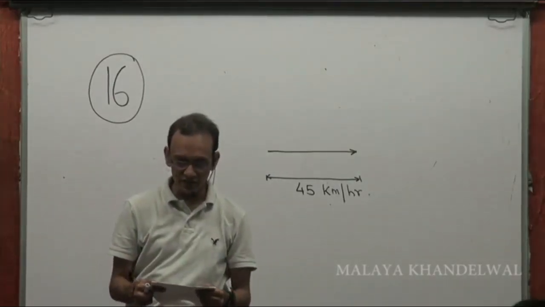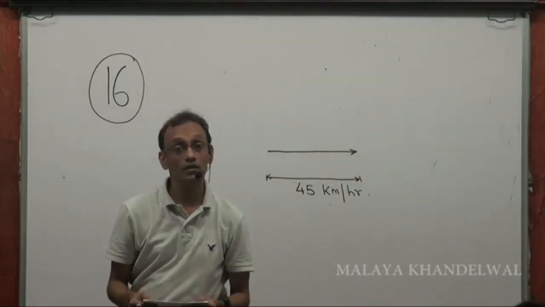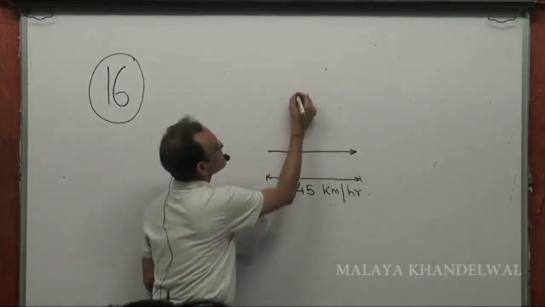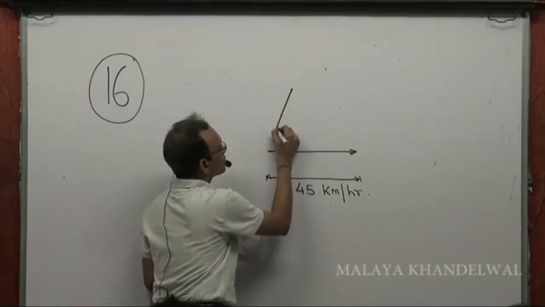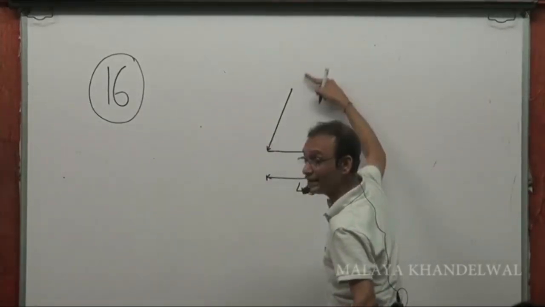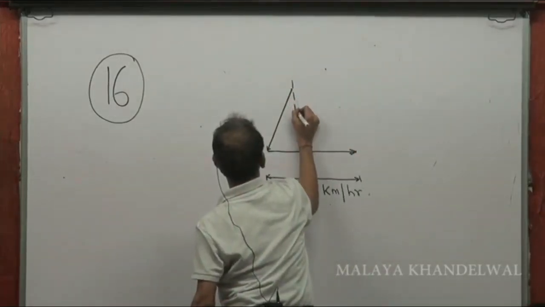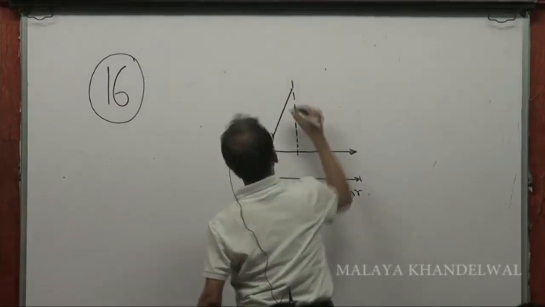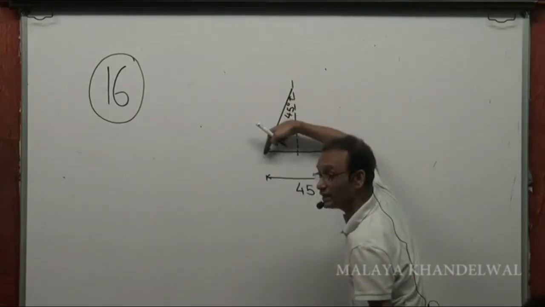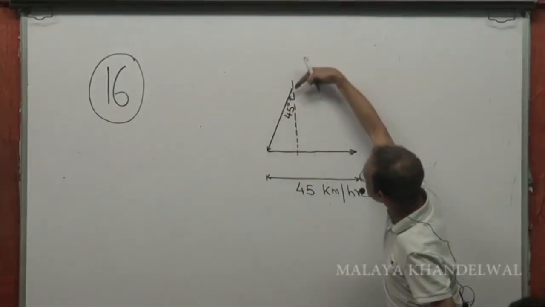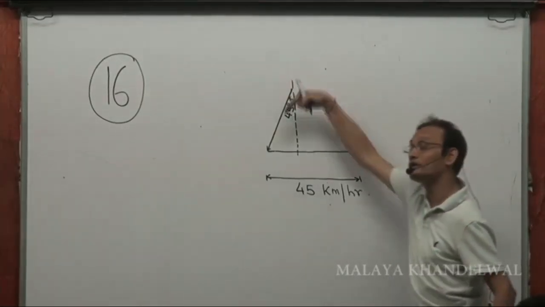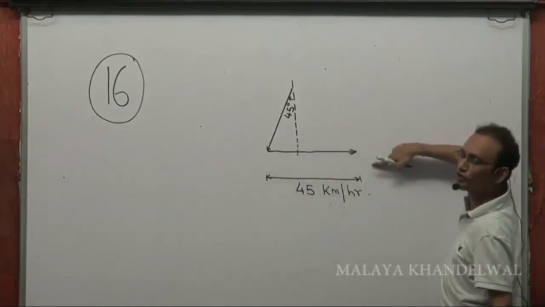The raindrops appear to hit the windshield at an angle 45 degrees with the vertical. See, Shramana, this time it's given with the vertical, so there is no ambiguity. So if the car moves like this, raindrops seem to hit the windshield. That means this must be the direction of the relative velocity, and that's known to be 45 degrees with the vertical. This is the relative velocity of rain with respect to the car. Seem to be means it must be relative velocity of rain with respect to the car. This is the velocity of the car, 45 kilometers per hour. Right?